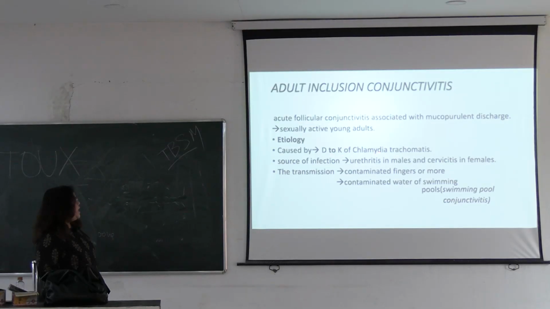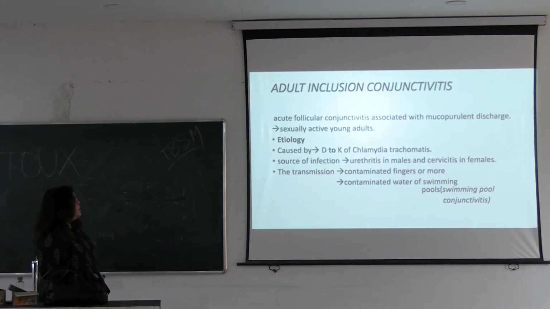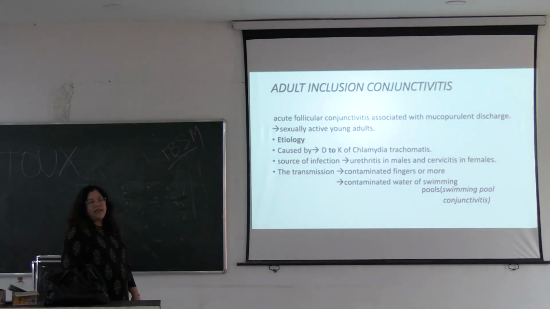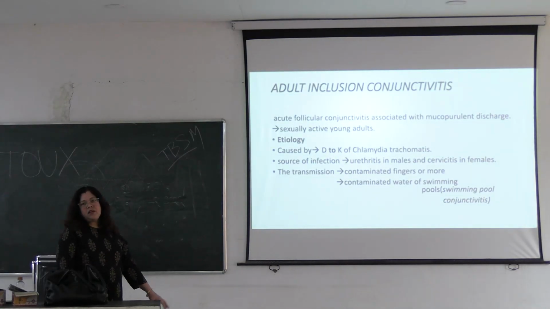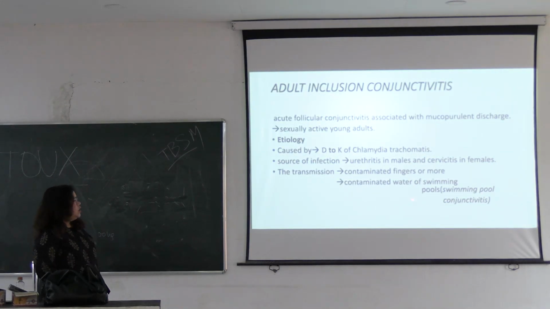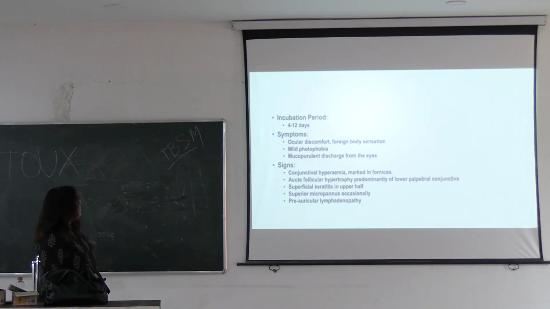And Chlamydia trachomatis serotype D to K causes adult inclusion conjunctivitis. The mode of transmission is contaminated fingers and contaminated water of swimming pools. That's why inclusion conjunctivitis is also called swimming pool conjunctivitis. Then the incubation period is 4 to 12 days.